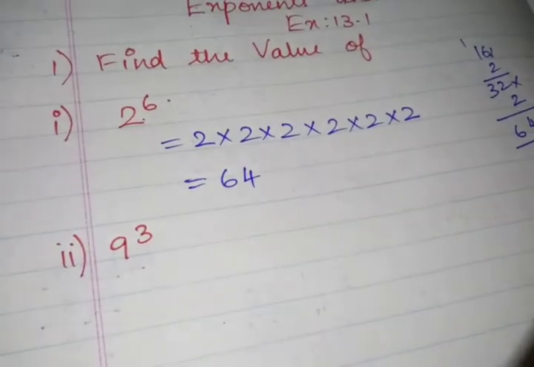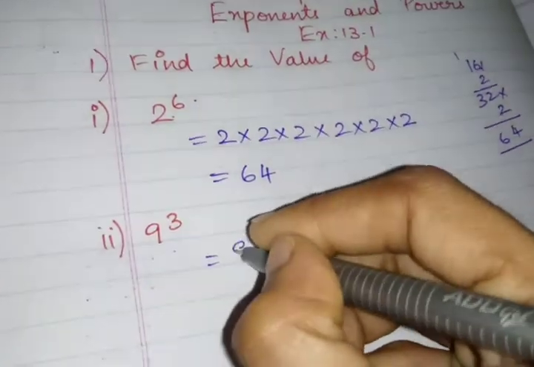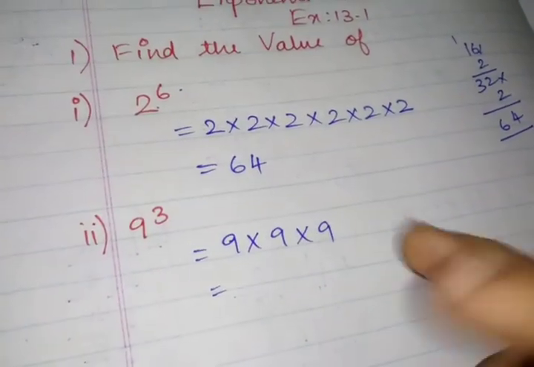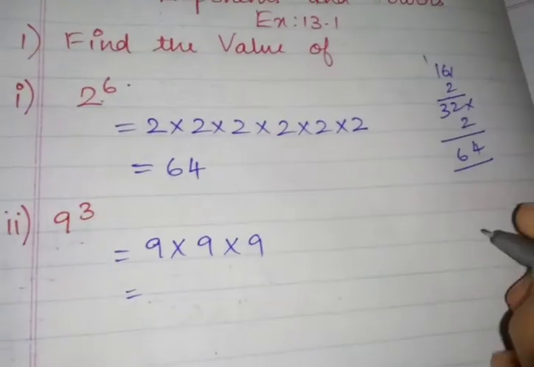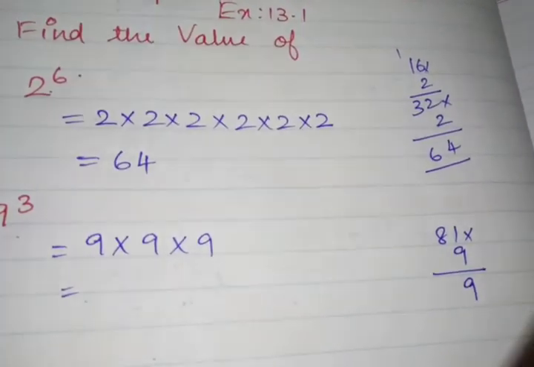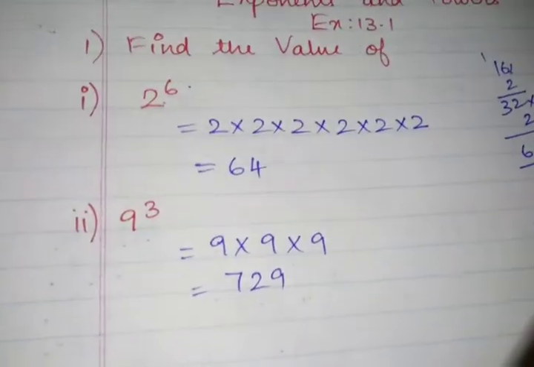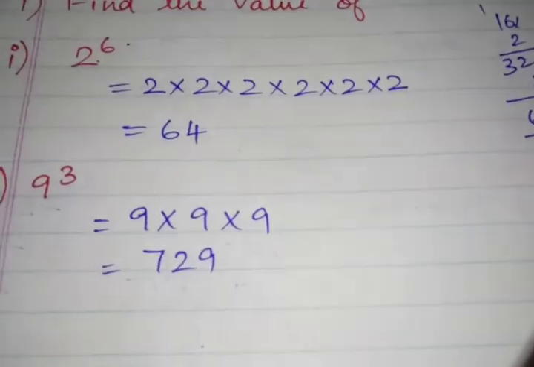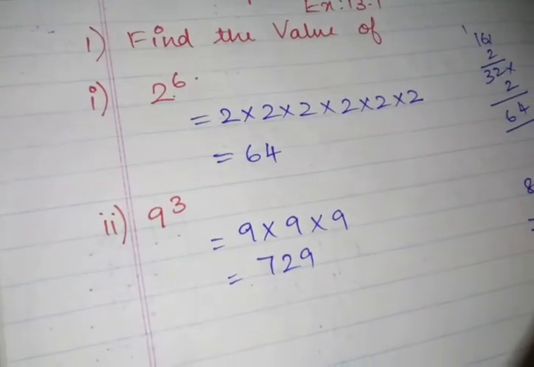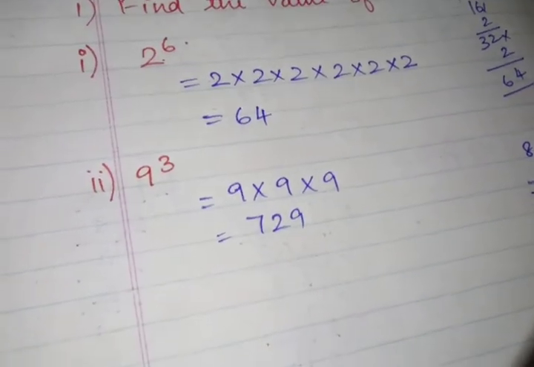Next, 9 cube. So what is the meaning? 9 is multiplied 3 times. 9 into 9 into 9. 9 9s are 81. 81 into 9. 1 9 is 9, 8 9s are 72. So 729 is your 9 cube. 9 9s are 81, children. 81 into 9. 1 9 is 9, 8 9s are 72. So 729 is your answer.